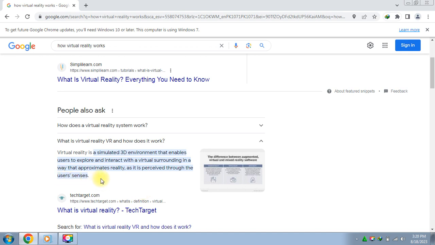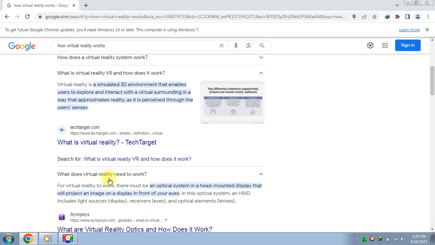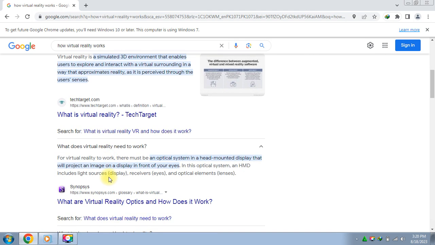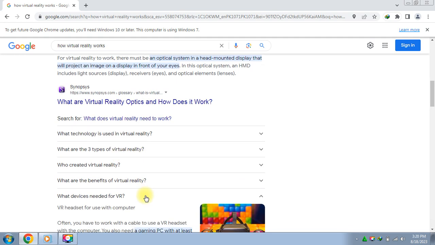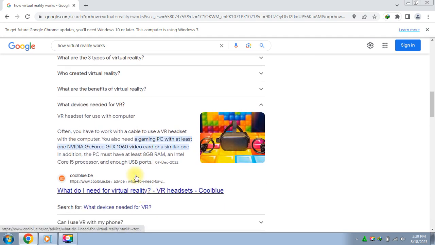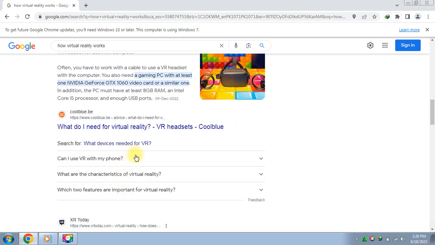Another question is, what is virtual reality, VR, and how does it work? Virtual reality is a simulated 3D environment that enables users to explore and interact with the virtual surroundings in a way that lets them experience reality as perceived through the user's senses. And another question is, how does virtual reality work optically? Virtual reality uses an optical system, a head-mounted display that projects the image in front of your eyes.